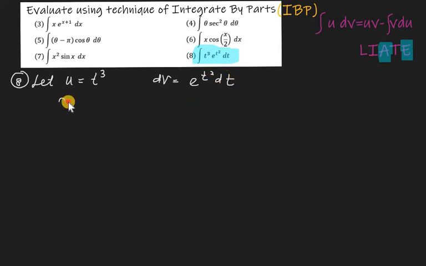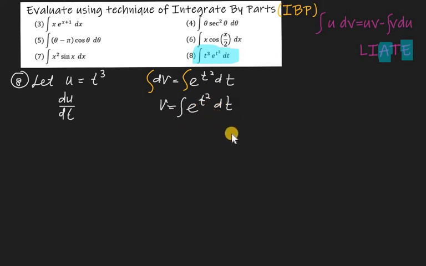Then try to get your du. In this case, the variable is dt. And to find the v, we need to integrate both sides. So the v is the integral of e power t squared. Maybe you have to use a simple u substitution.